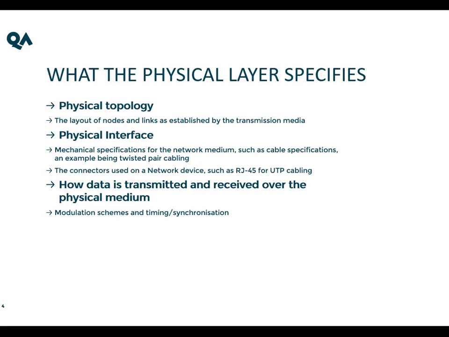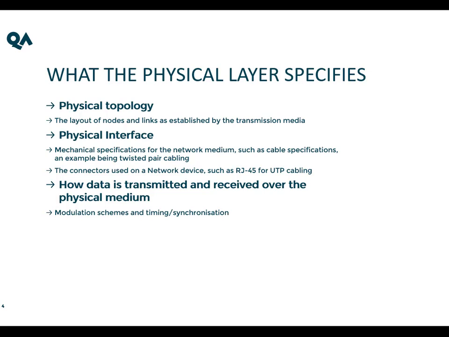What we also have at the physical layer is the physical interfaces. The physical interfaces specify mechanical specifications for network media. So for example, if we have twisted pair cable, we may be using unshielded twisted pair cable, we may be using shielded twisted pair cable, we may be using fiber optic cable, we may be using wireless, and the physical interface specifies the specifications that we need for that medium to work.